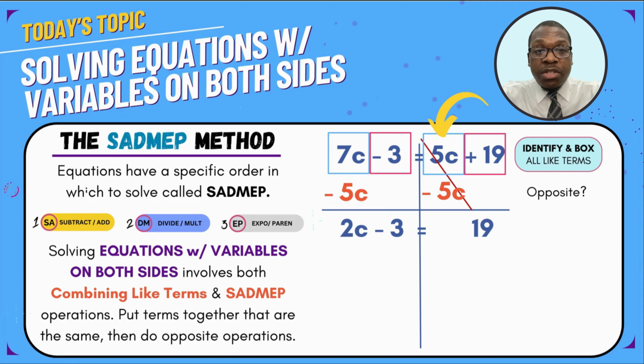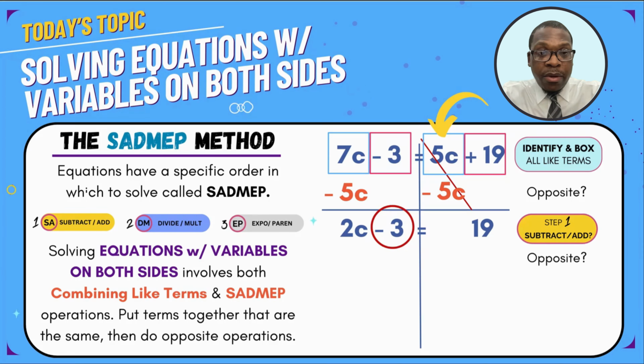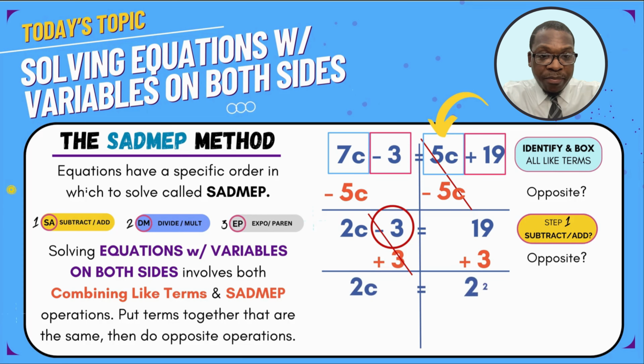Now at this step, this is where our SADMEP starts to begin. Step number 1, SADMEP. Do we see any subtraction or addition? 2c minus 3 equals 19. We clearly see subtraction. What is the opposite of subtraction? The opposite of subtraction is addition. So the opposite of subtracting 3 is adding 3. I add 3 to this side and I add 3 to the other side. The 3's cancel out, which will leave us with 2c equals 22.